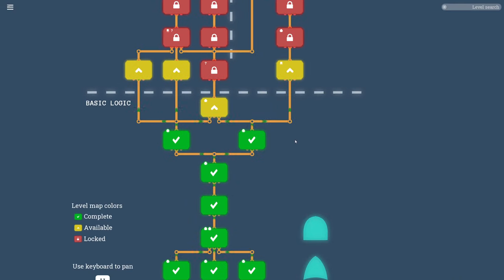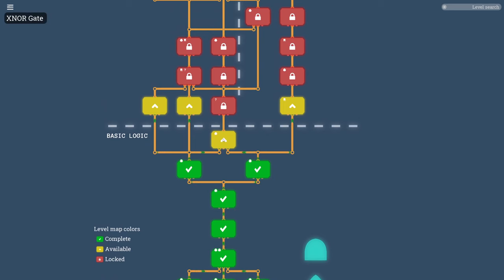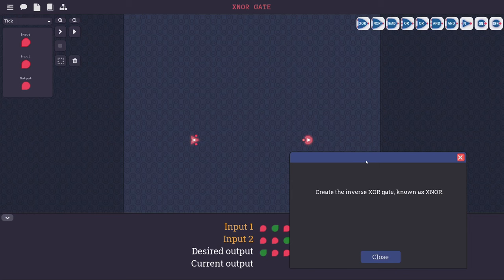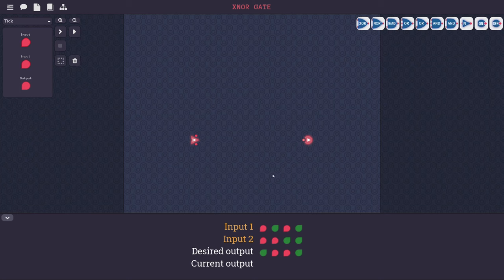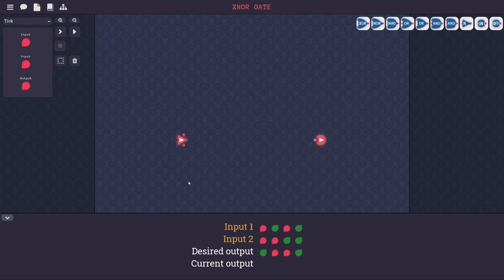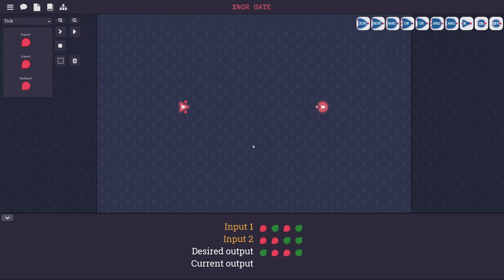All right, it looks like we have one more level in the basic logic section. XNOR gate, exclusive NOR. Create the inverse XOR gate known as XNOR. Okay, let's look at this logic. Our background has changed. That's kind of interesting.